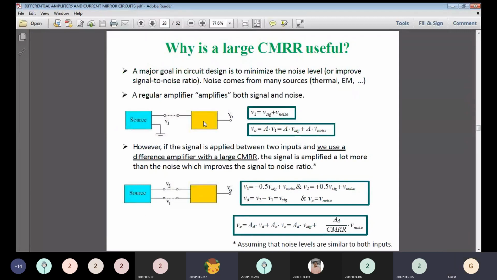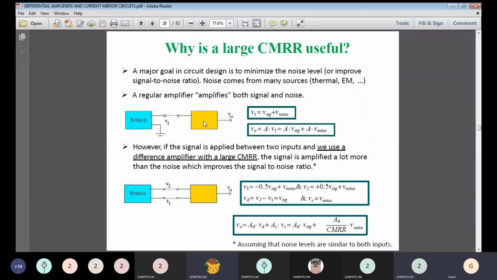Why is this large CMRR more useful? A major goal in circuit design is to minimize the noise level. We have to improve the signal-to-noise ratio, that is signal divided by noise. In the ratio, we improve the signal level and minimize the value of noise level. Noise comes from many sources.